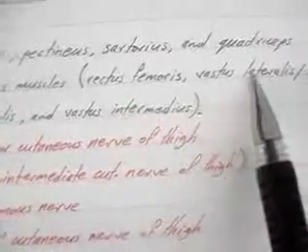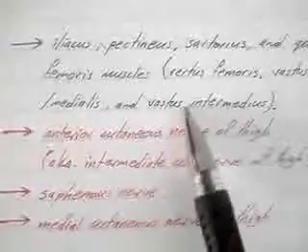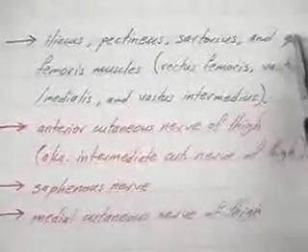The femoral nerve innervates the following skeletal muscles: iliacus, pectineus, sartorius, and the quadriceps femoris. The quadriceps femoris includes rectus femoris, vastus lateralis, vastus medialis, and vastus intermedius. All of these muscles are innervated by the femoral nerve, motor and sensory branches. It has three cutaneous branches.